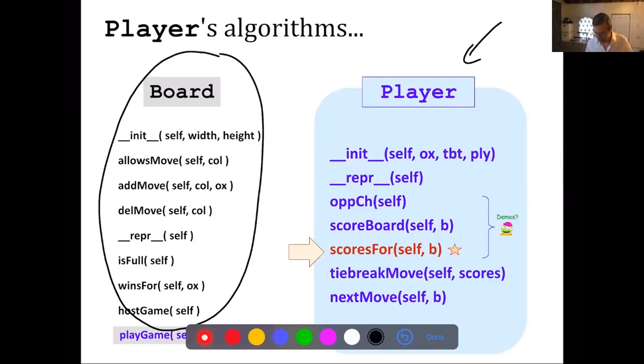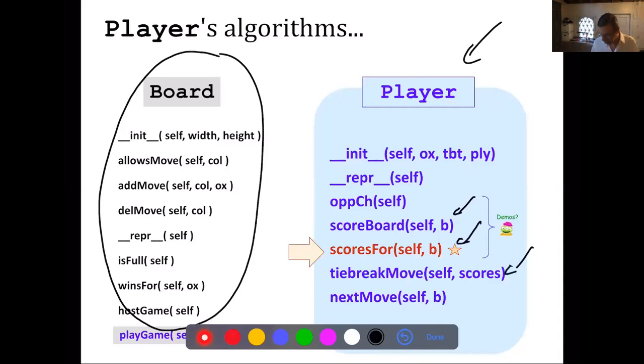One of the methods is just going to give a score to the whole board, evaluate the whole board and say, oh, this is a score 50 board or something like that, right? And then it's going to think about what the scores for a particular move are. And that's what this is going to be. We'll talk about that in a minute.